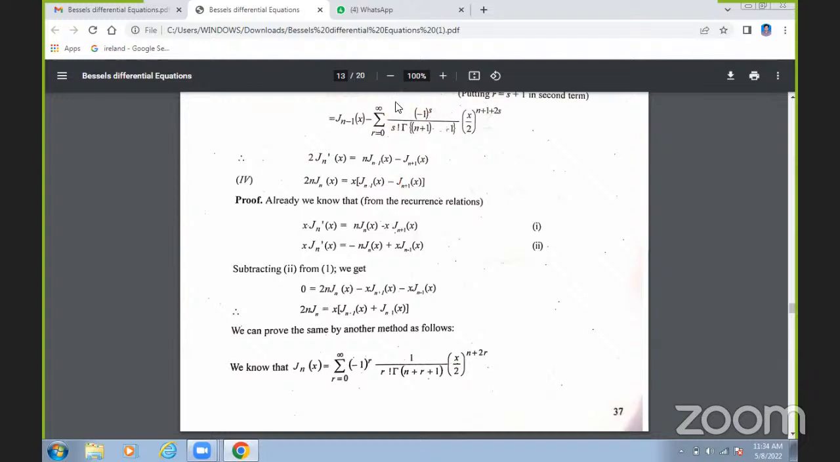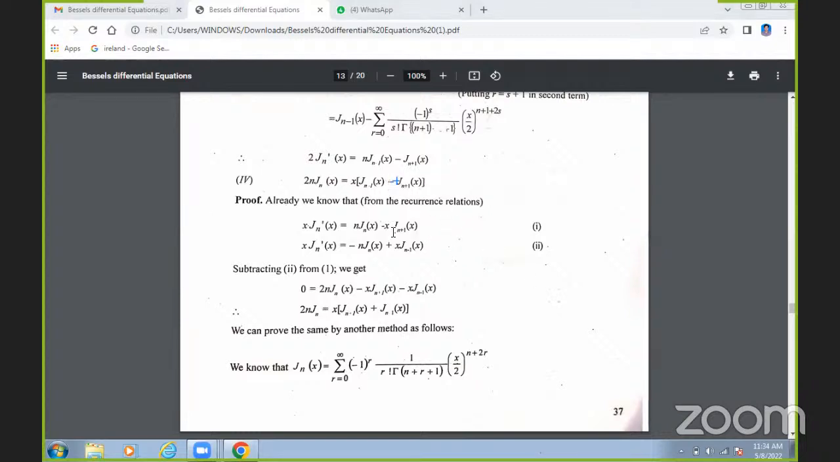Please make this correction, so that later on, if you go through the notes, you won't get confused. Here it is actually a plus, not a minus. Okay, it is a plus.